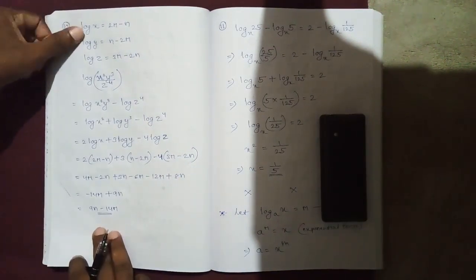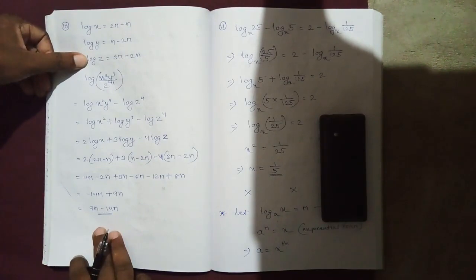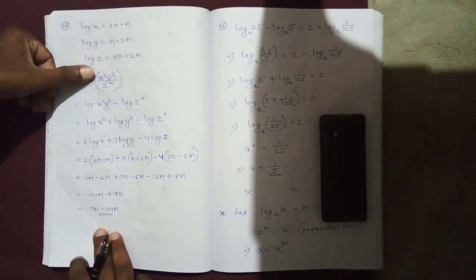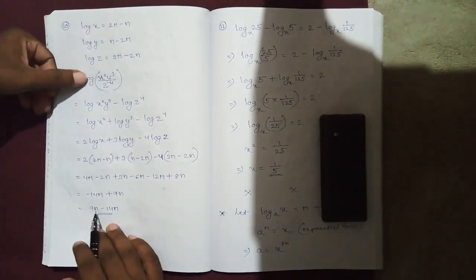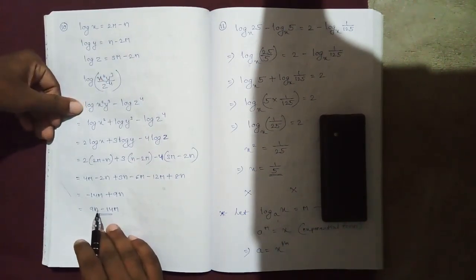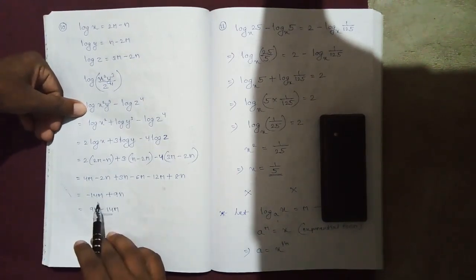It is given that log x is equal to 2m minus n, log y is equal to n minus 2m, log z is equal to 3m minus 2n. We have to find the value of log of x square y cube by z power 4. Now it is in the form of log a by b. Log a by b means log a minus log b. You can use the quotient law. So log x square y cube minus log z power 4.